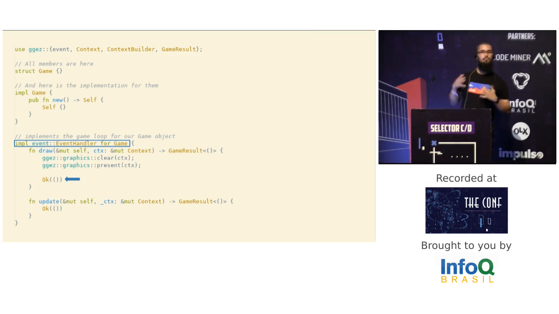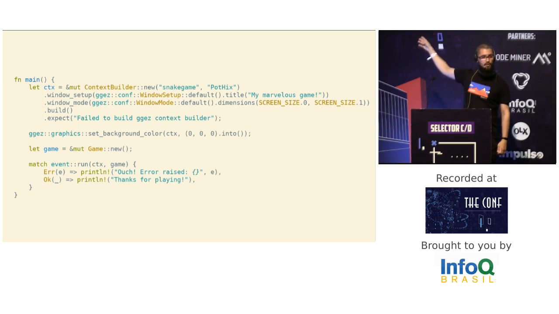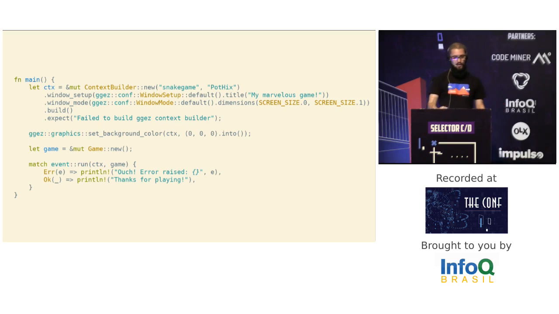And another good thing here is this OK. Rust, just like Ruby, returns the last statement. So you don't have to actually type return. If you don't use a semicolon there, it will just return what you type in the last line. Okay, that's it. And this is the third part where we have the main function. So what we are doing there is just building a context, building the window, using the default values, changing the title, and then we are changing the dimensions as well, and building it. And then in the event run, we are running the game.